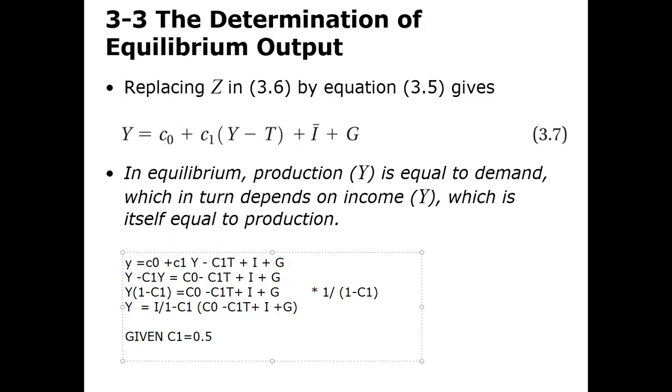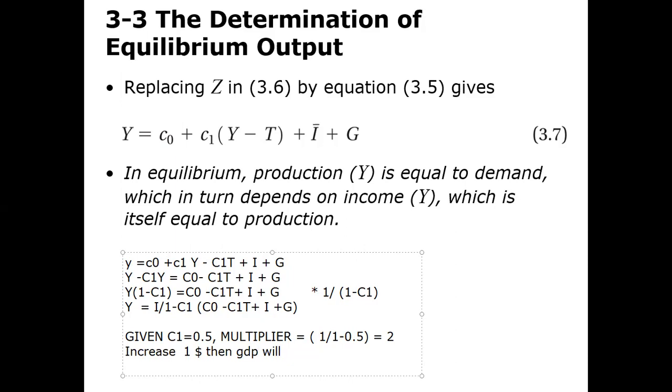What will be the multiplier? Then it will be 1 over 1 minus 0.5. So this means when I increase any of the exogenous variables by $1, then the GDP will be increased by $2. And this is the importance.